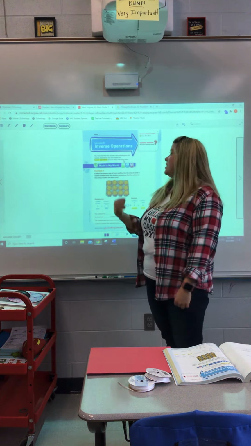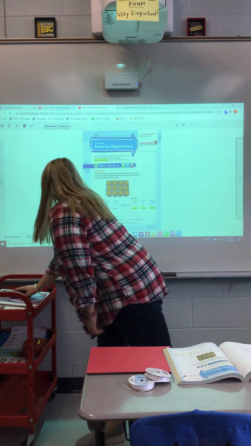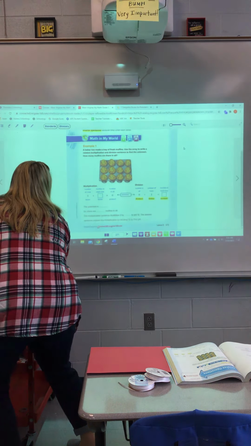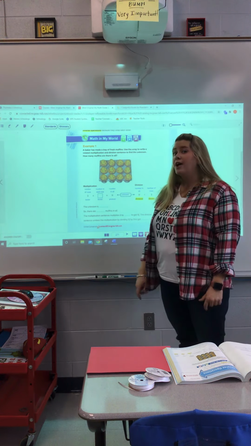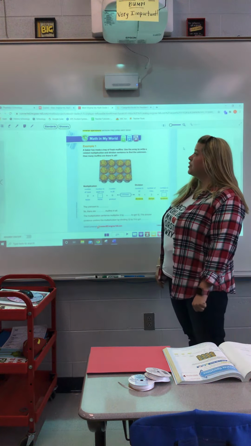So all that means is, when I drew the picture of 21 divided by 3, undoing it was the multiplication fact. It was like the opposite. All right, let's look at example number 1. Zoom it in. There we go. Okay, example 1 says, a baker has made a tray of fresh muffins. Use the array to write a related multiplication and division sentence to find the unknown. How many muffins are there in all?